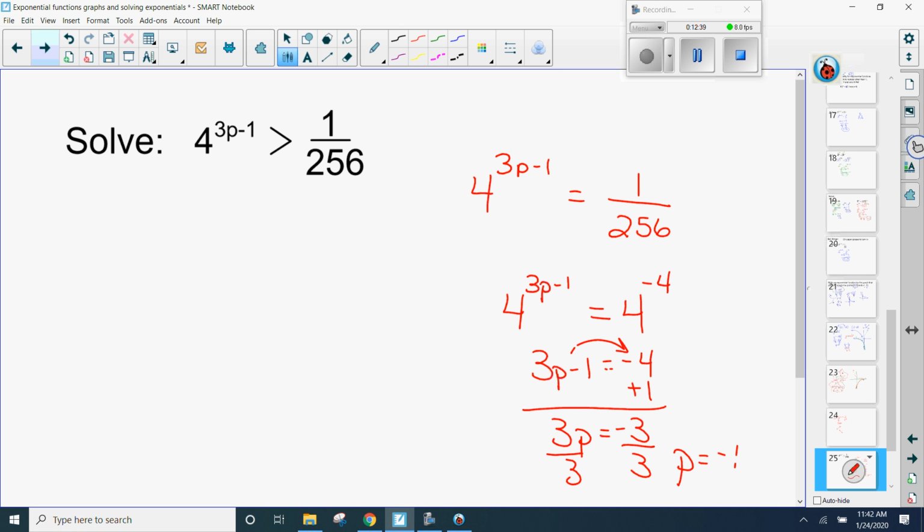Okay, I'm going to put that in over here. If I put negative 1 in, I get 4 to the negative 4th, and that should equal, when you type that in on your calculator, you should get 1 over 256. Now, if you don't, because you have a graphing calculator, type in 4, use your caret key, raise it to the negative 4th power, and hit enter. Does it give you a decimal? Now there is a way you can change that to a fraction.